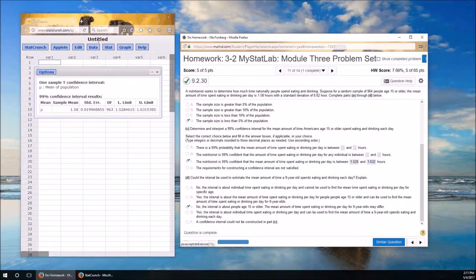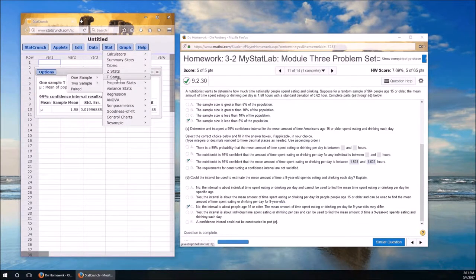We just went into Stat, T Stats, One Sample, With Summary, because we had the data summarized for us. And that's it. So hopefully you start to see the value of doing these things with StatCrunch. Use the computer to perform the calculations. Do not use the computer to do the interpretation for you. That's what you are for, the interpretation. The computer is for the calculation.